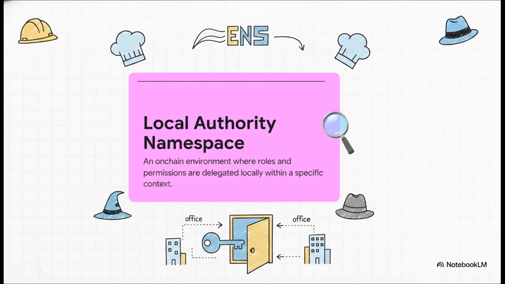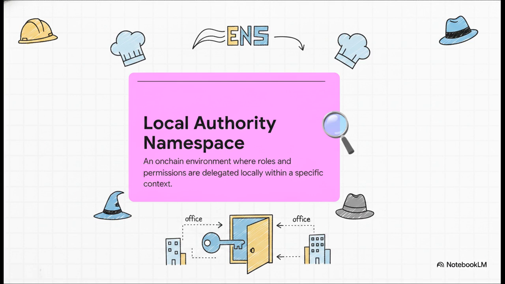This whole concept of defining what you can do, rather than who you are globally, is built on a specific piece of infrastructure, the Local Authority Namespace. Simply put, this is a structured on-chain environment where roles, permissions, and authorities are delegated locally within an organization's specific context, rather than universally across the internet. Let's make that a bit more concrete.